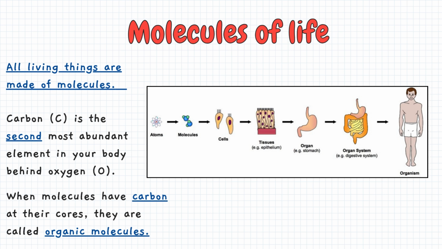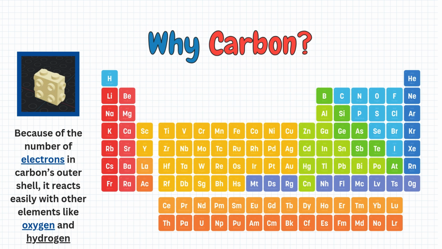So you may have heard that we and other life on Earth are carbon-based life forms. This is because all living things are made of molecules, and many of those molecules contain carbon, the element carbon, at their core. Carbon is the second most abundant element in your body, just behind oxygen. When molecules have carbon at their cores, they are called organic molecules. But why carbon?